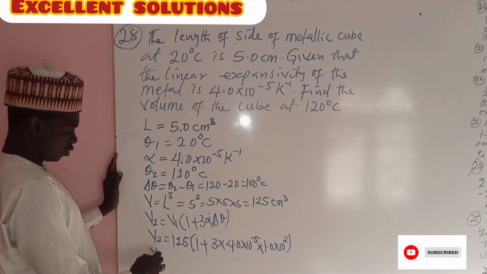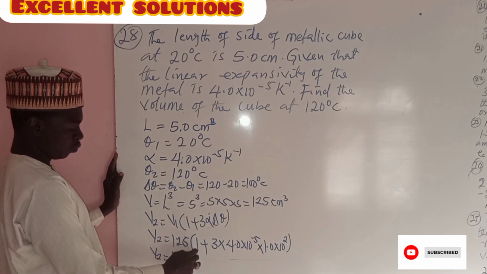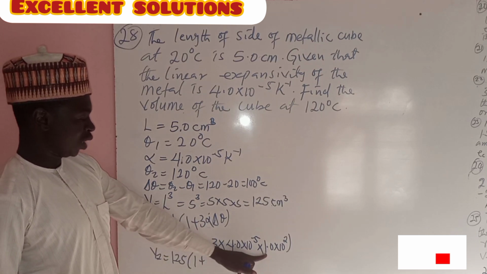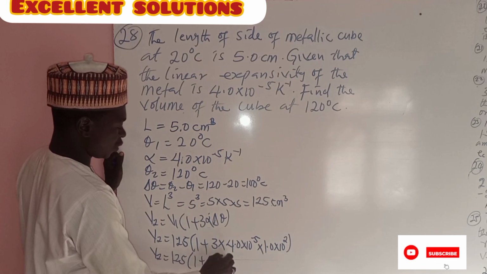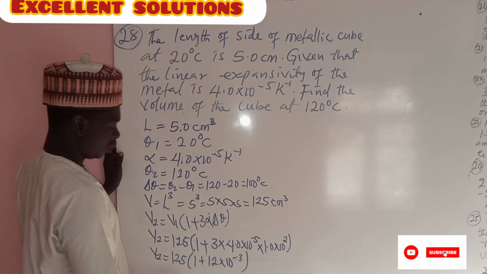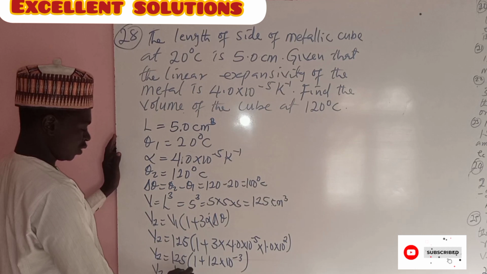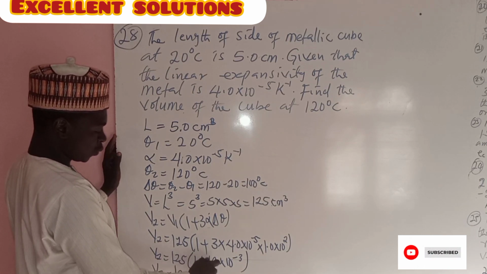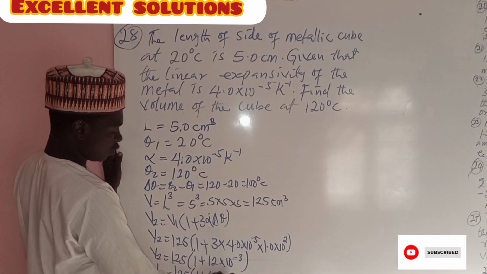So we have V2 equals 125 bracket open 1 plus 3 times 4 is 12. 12 times 1, we have 12. So this is 12 times 10 raised to power minus 5 plus 2, we have minus 3. This gives us V2 equals 125 bracket open 1 plus this 12 exponential minus 3, which is the same as 0.012.